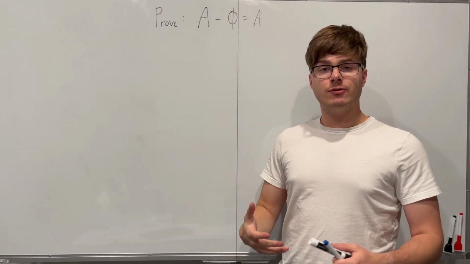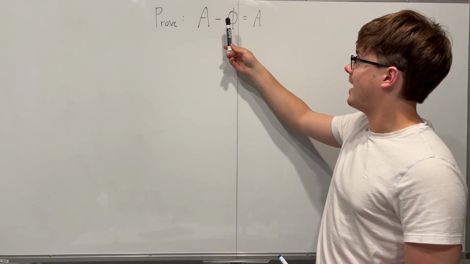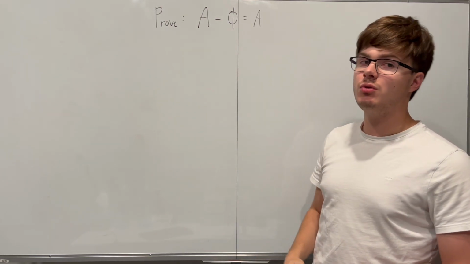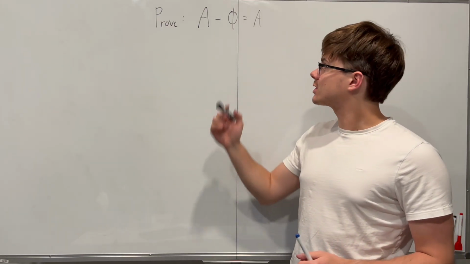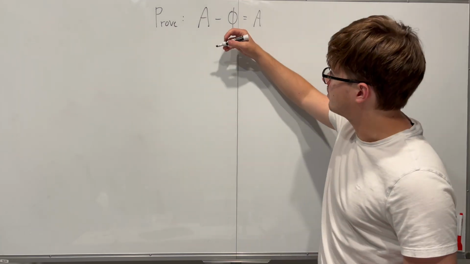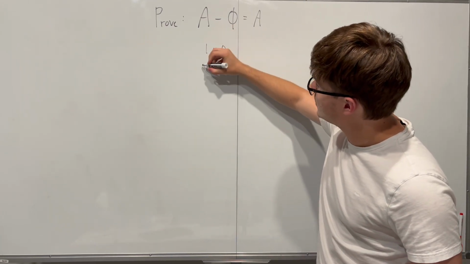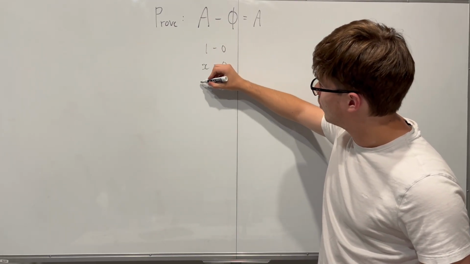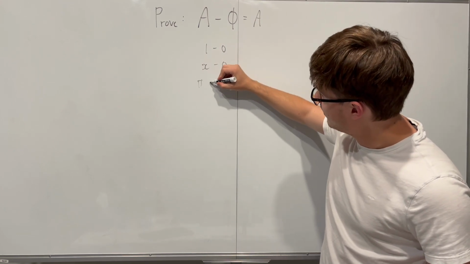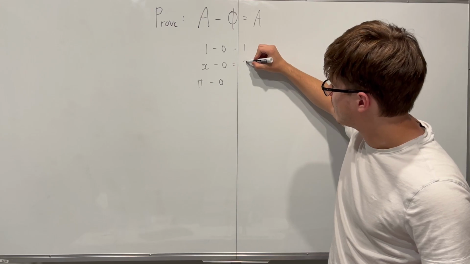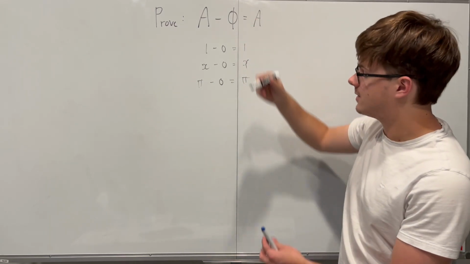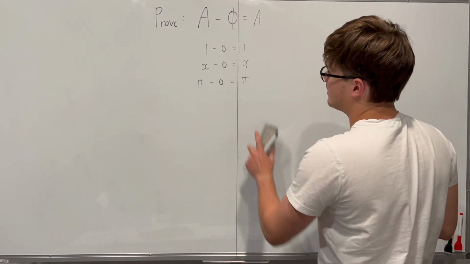Is it true that the difference between any set and the empty set is just going to give you that any set? And that should make sense. This is akin to saying something like 1 minus 0 or x minus 0 or pi minus 0, whatever. These are all just going to equal the original thing before subtracting 0, right? That's basically what we're arguing here, and that seems to make sense, right?